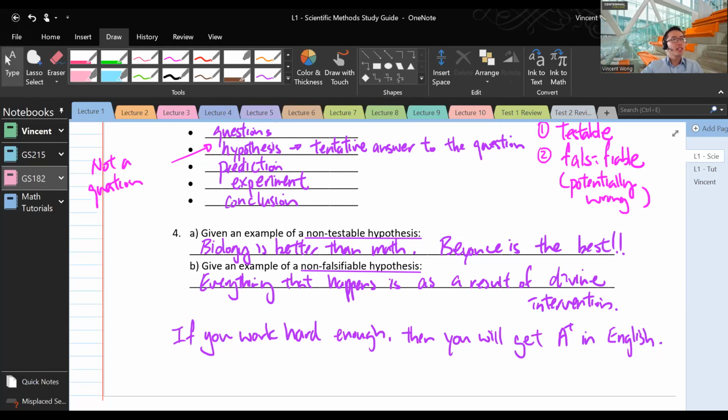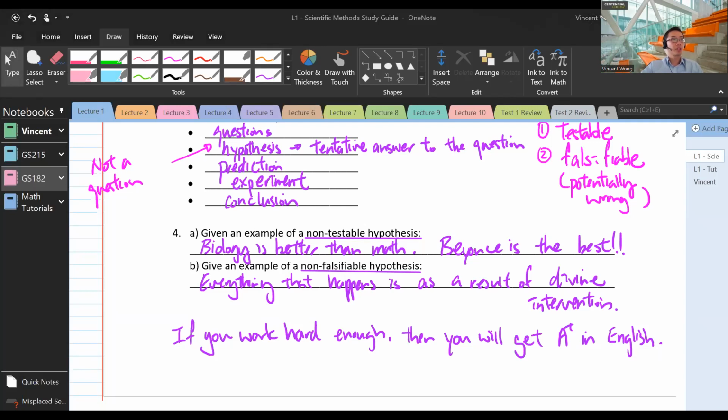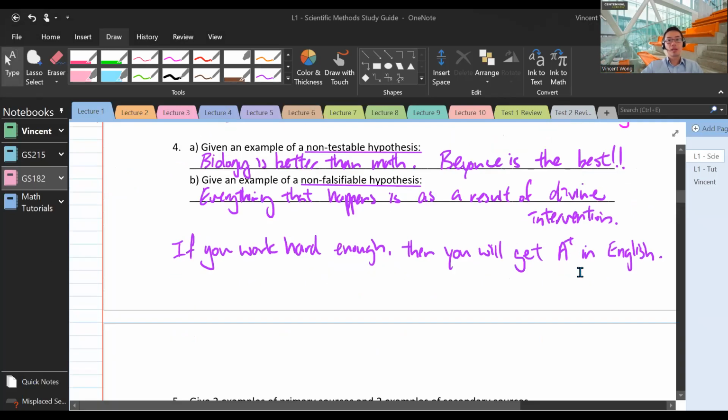So there's no way to prove it wrong because there's no way to prove it right. Yeah, in a sense, right? If you cannot have hard evidence to either accept or reject it, then it's potentially non-falsifiable. Okay, does that answer your question? Okay, great.